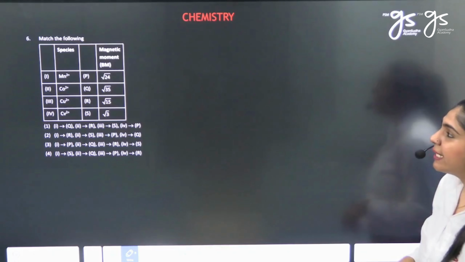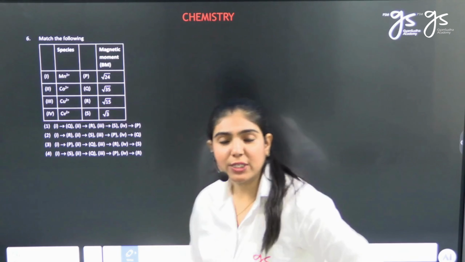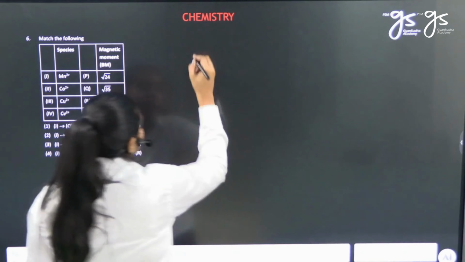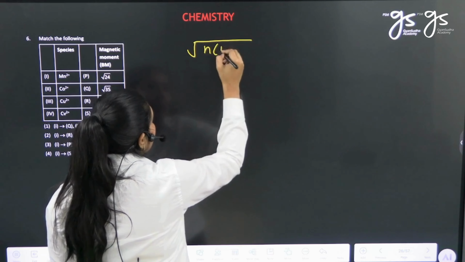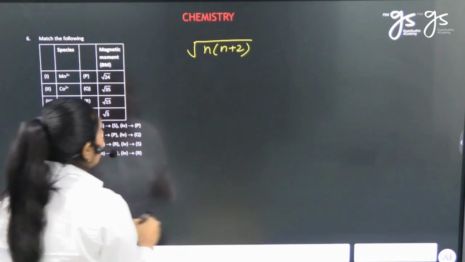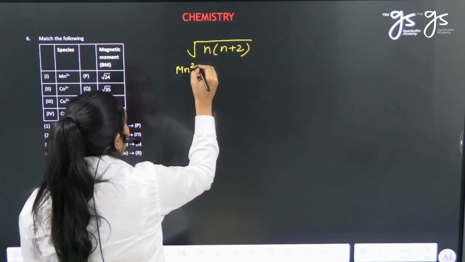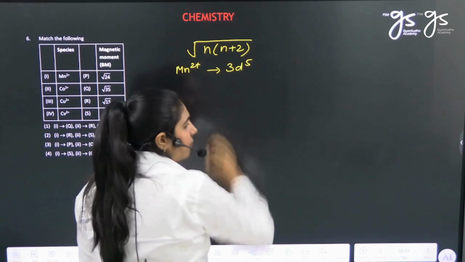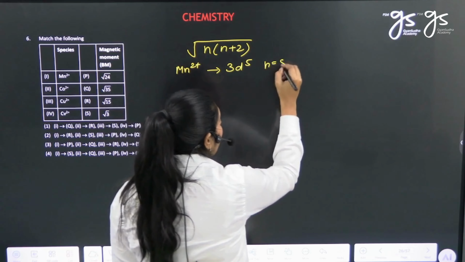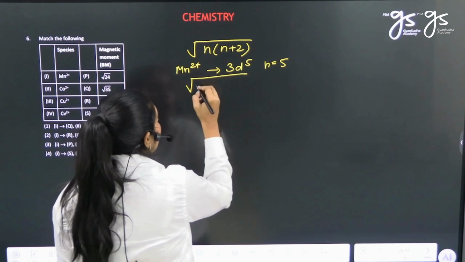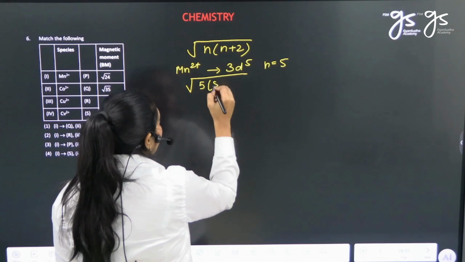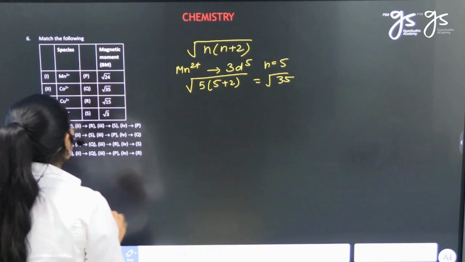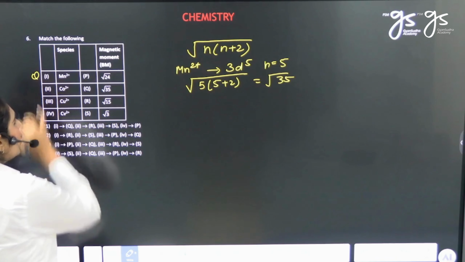This question on your screen is a match of the following, and in this question you have to calculate the magnetic moment of the different ions. We know the formula of magnetic moment is under root n(n+2). For the first ion, Mn2+, the configuration is 3d5, and the number of unpaired electrons is also 5. Putting the value of n into the formula, we get under root 35. So we can easily see that Mn2+ will have the option number Q.